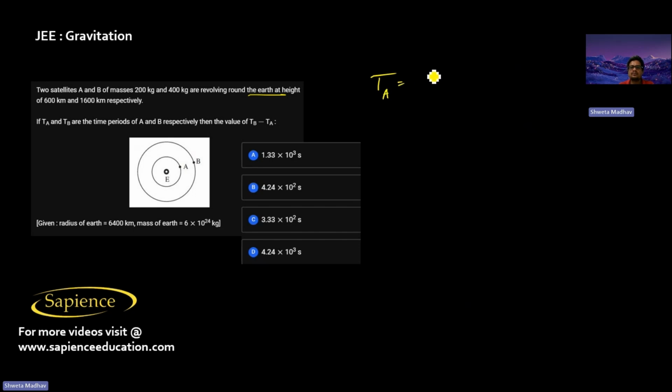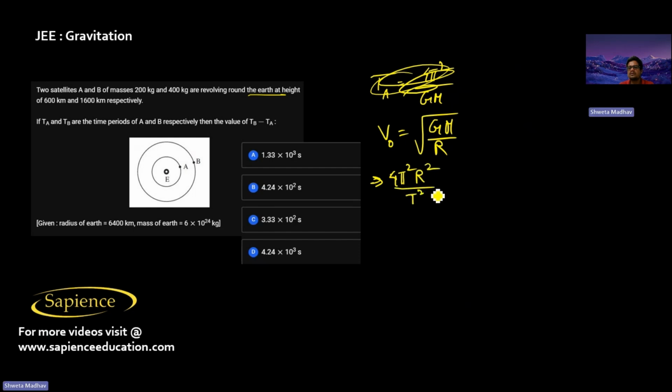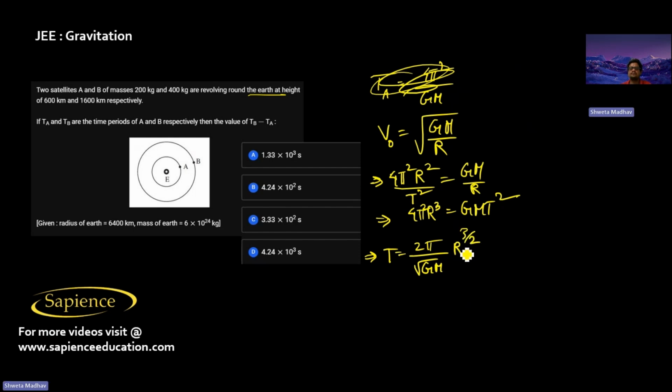So TA will be equal to, you can say this is actually the orbital speed, that is root over GM by R. So it means that 2 pi R by T, so 4 pi square R square by T square, that is equal to GM by R. That means 4 pi square R cube is equal to GM into T square. Therefore, T will be equal to 2 pi by root GM into R power 3 by 2. Now root GM is equal to root over gR square.